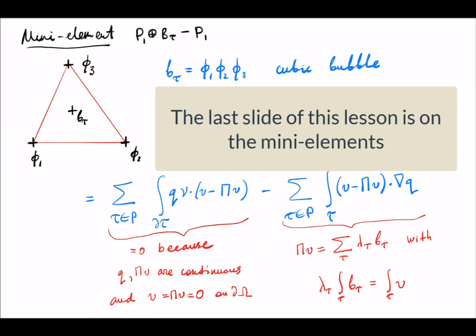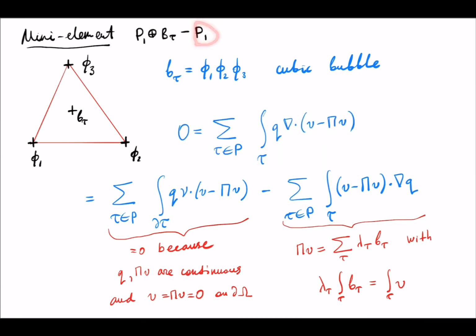The mini elements are here. The pressure space is just P1, a continuous P1 space. For the velocity, we get first these piecewise affine degrees of freedom on the vertices, then we add one vector degree of freedom in the interior, which is a cubic bubble. So B tau is simply the product of those linear functions.